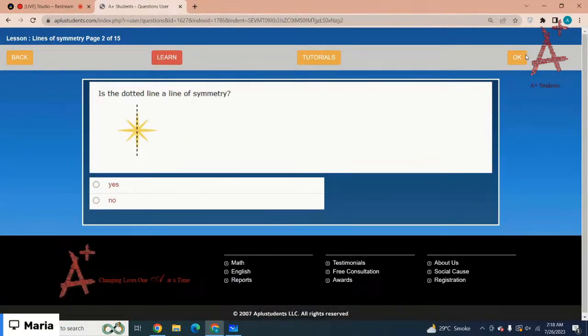Okay, the next one. Is the dotted line a line of symmetry? Which is the correct option? Yes, it is a line of symmetry. Imagine folding the shape along the dotted line. The two sides exactly match up. That means yes, this is a line of symmetry. So the correct option is yes.